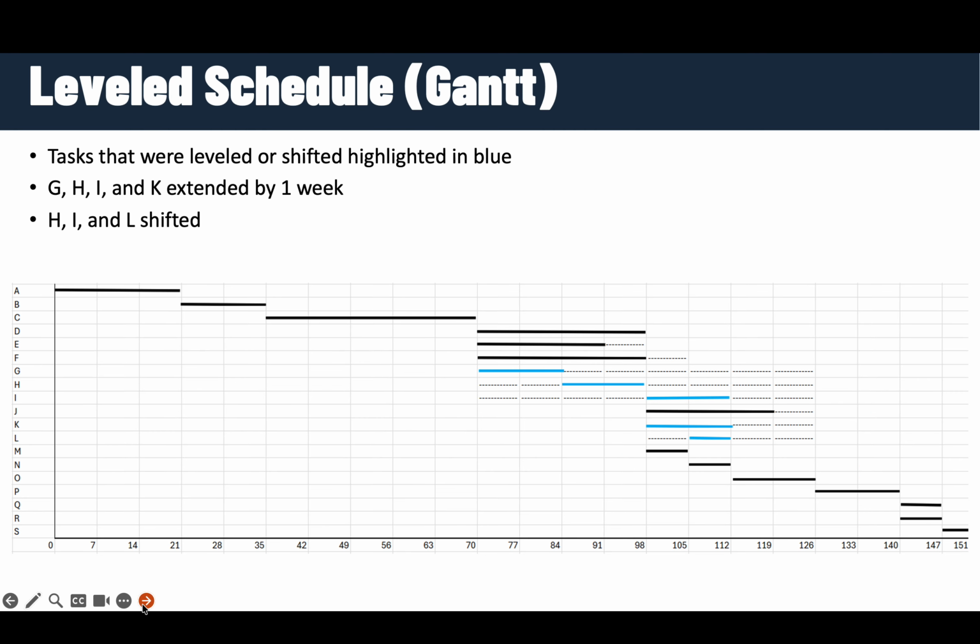After applying resource leveling techniques, we modified several non-critical tasks. Specifically, tasks G, H, I, and K were slightly extended by 1 week, and tasks H, I, and L were shifted within the slack limits. These changes were carefully implemented to avoid any impact on the critical path. The key idea here was not to reduce the total work, but to redistribute it more evenly over time.